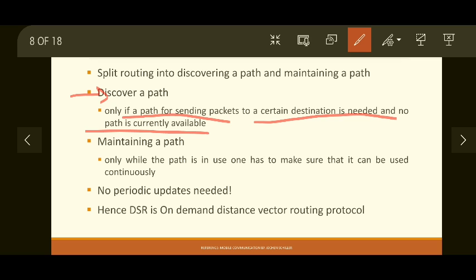At that time you already have a path, so don't search for a path all over again, because you already have a path. That is the assumption made by the DSR. Okay, so that is how discovery is done.